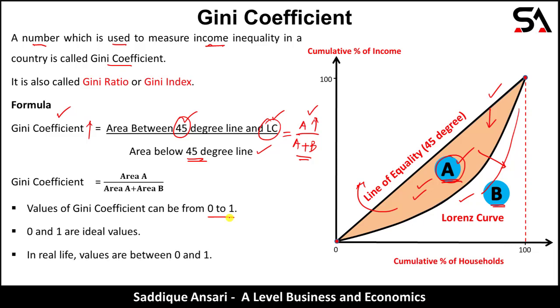In real life, values are between 0 and 1. 0 value shows that area A is 0, so there is perfect equality of income distribution in a country. That is an ideal value. 1 means that income of all the country is held by only one person, and all other people in the country have no income. That is also an ideal value. So in real life, values are between 0 and 1.